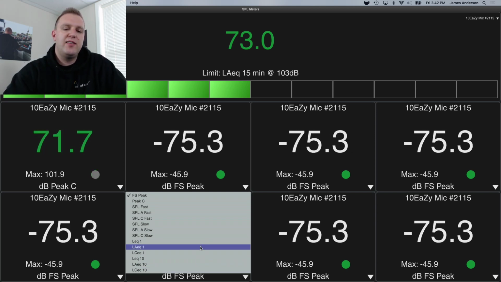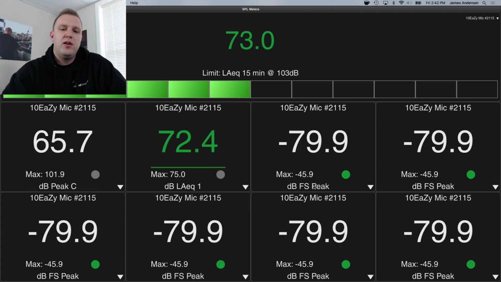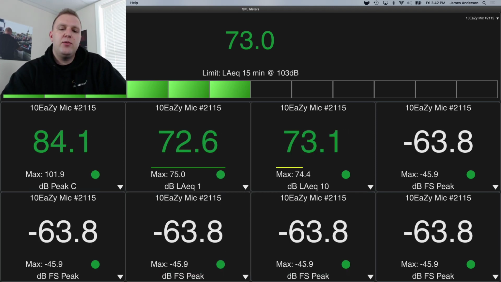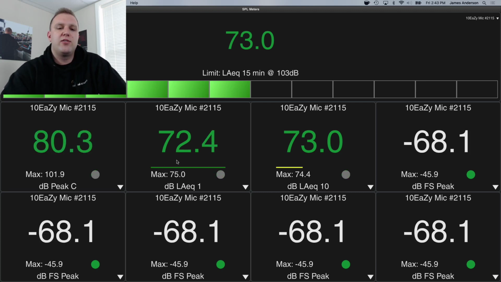Now if I select an LEQ value, you'll notice that in the meter we now have a green bar across the screen.